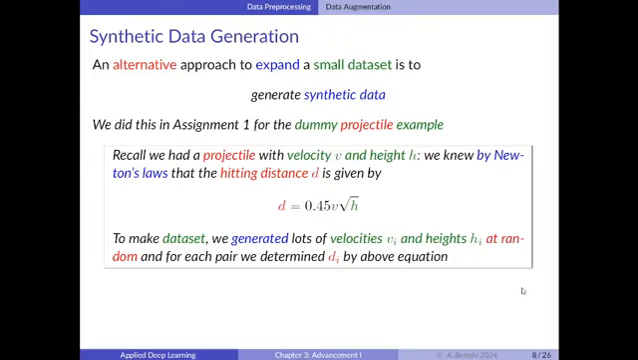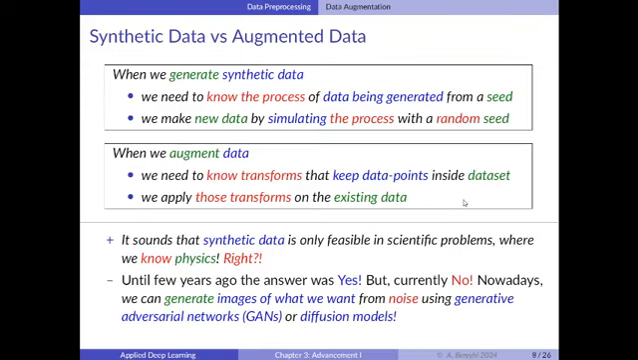Sometimes we have a small dataset, but we don't want to manipulate it and change it. As I told you before, we want to generate data. Of course, it's not natural and it is called synthetic. For example, when we have an equation of physics, we can generate data by putting some arbitrary v and h inside it and get some d, so this data is generated.